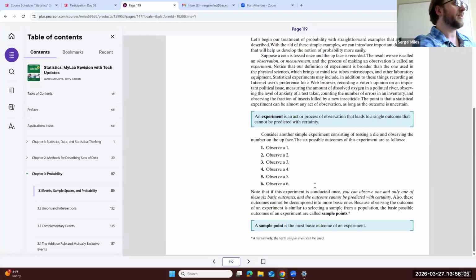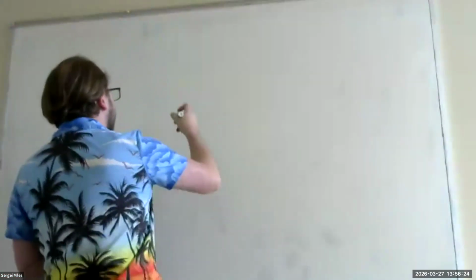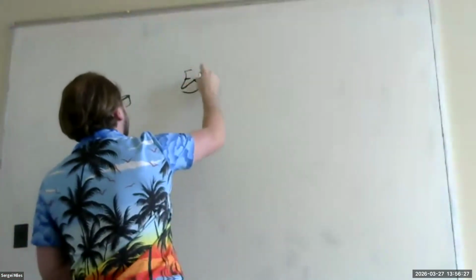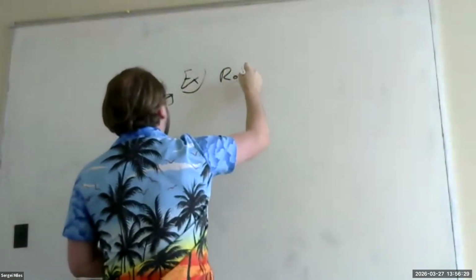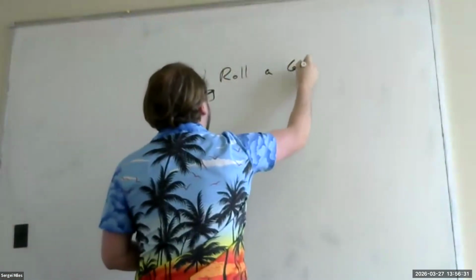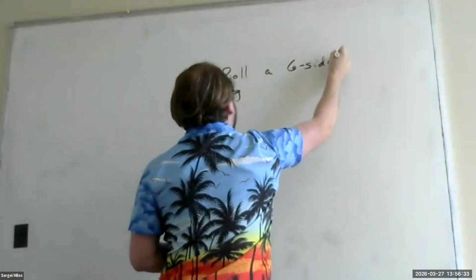For a given experiment, a sample point is a single possible outcome in our experiment. So we can go to the whiteboard here. Let me turn off the screen share. All right. So a possible experiment we could be talking about would be rolling a six-sided die. So consider the experiment where we roll a six-sided die.